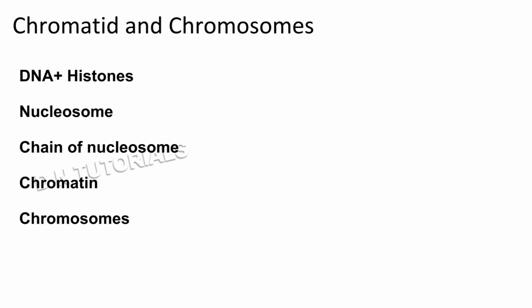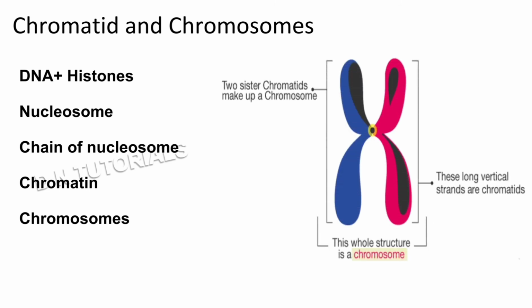Let's take a quick recap. DNA along with the histone forms nucleosome, a chain of nucleosomes forms chromatin, and when this chromatin gets more condensed, now it will be called a chromosome. Right, so this is the structure of a duplicated chromosome.